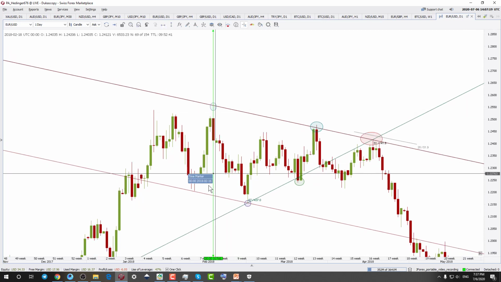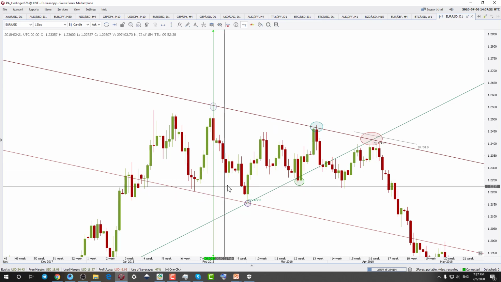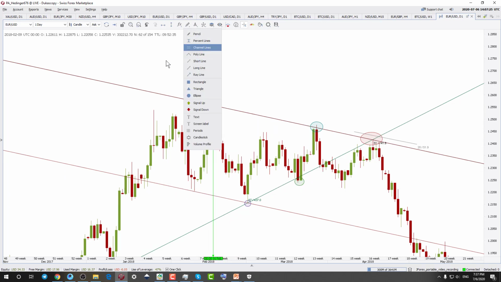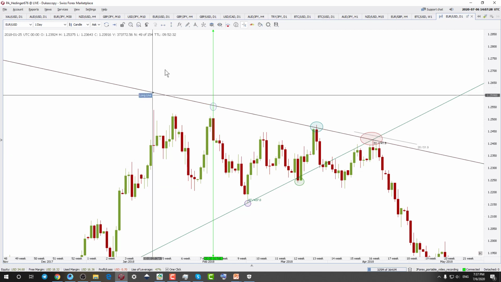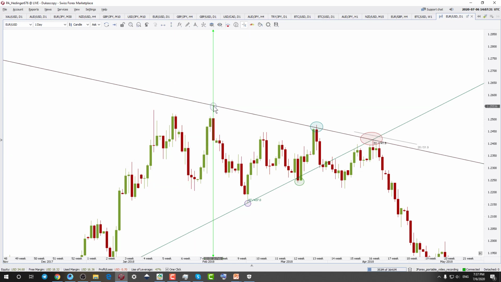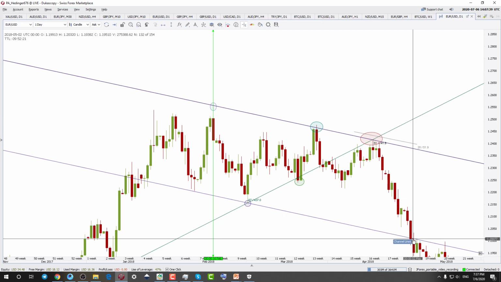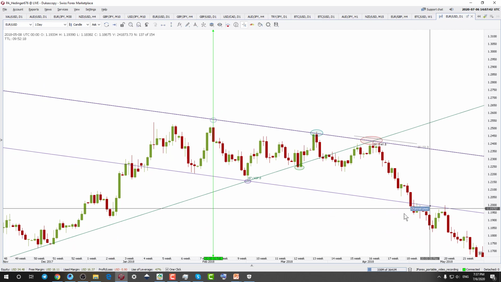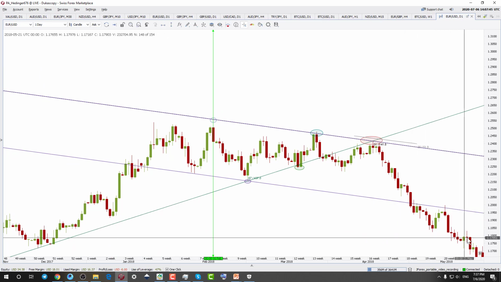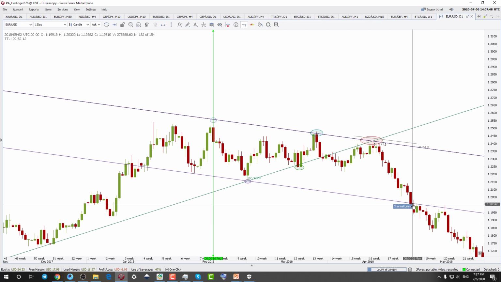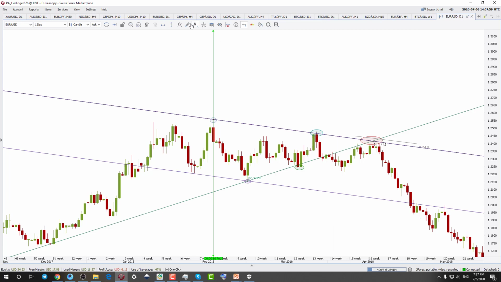Your target is the height of this pattern here, or otherwise you can also draw a channel, like I have drawn here. You can pull a channel, join these two highs, and then extend it to this point, and this will be your target, which it has achieved very easily, and even went beyond that level. But yes, our target is only at this point, which was the 1.2009 level, which is also very close to the psychological handle of 1.2. So that makes a perfect trade for us here.